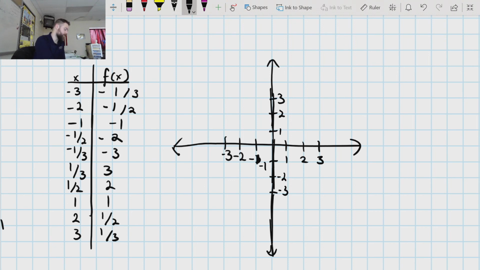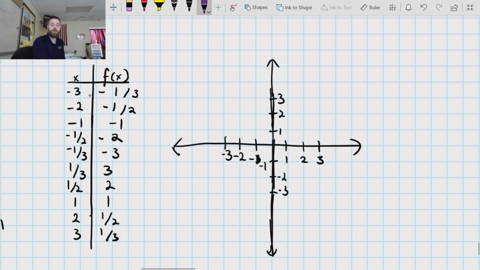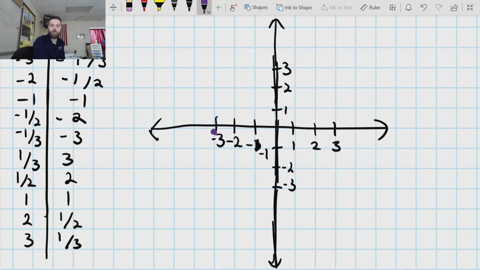So if I start to graph some of these, I picked the wrong color. Is what I meant to pick. So if I plot -3, I go down 1/3. So that's my coordinate pair. So something like right there. That's about a down a third. And then -2, -1/2, I go left 2, down a half. And then -1, -1. And then -1/2, down 2. -1/3, down 3.